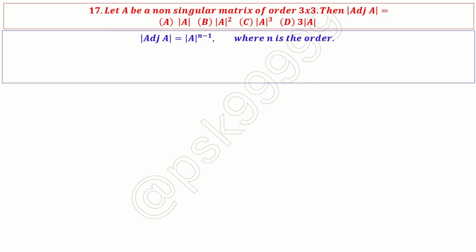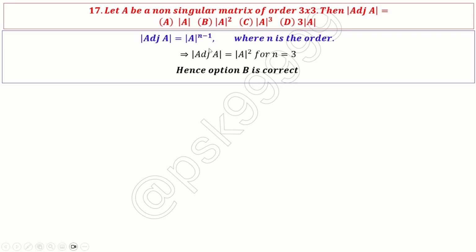Okay, n is the order, which means if it is 3 by 3, order 3, then it will become determinant of A square. Which means the determinant of adjoint of A is equal to modulus of A square for n equal to 3. So the answer is B.